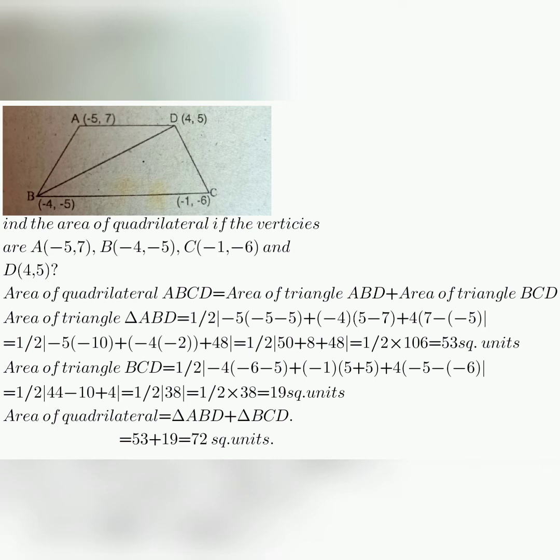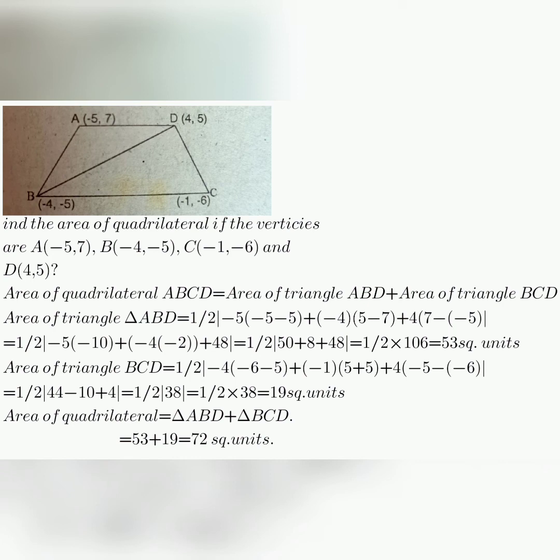Therefore, area of triangle ABD is equal to 1 by 2 into x1 (minus 5) into y2 minus y3 (minus 5 minus 5) plus x2 (minus 4) into y3 minus y1 (5 minus 7) plus x3 into y1 minus y2 (7 minus of minus 5). Therefore, when we simplify this one, we will get area of triangle ABD is equal to 53 square units.